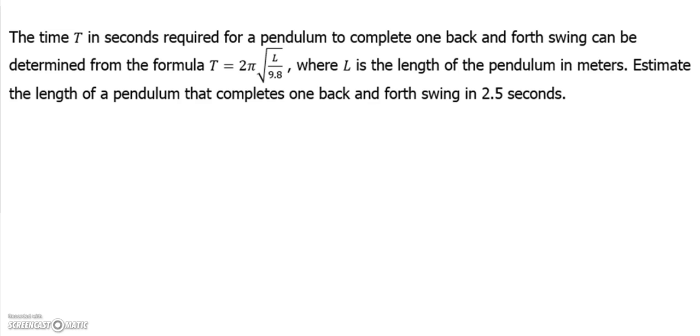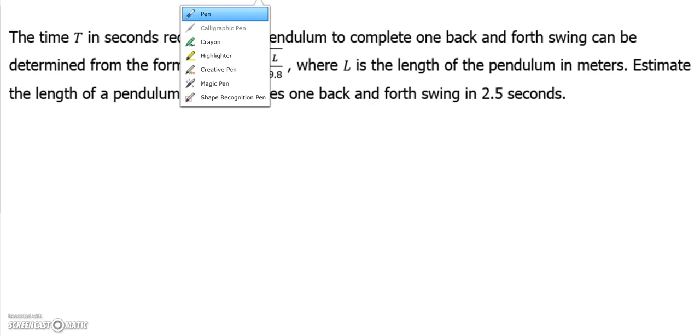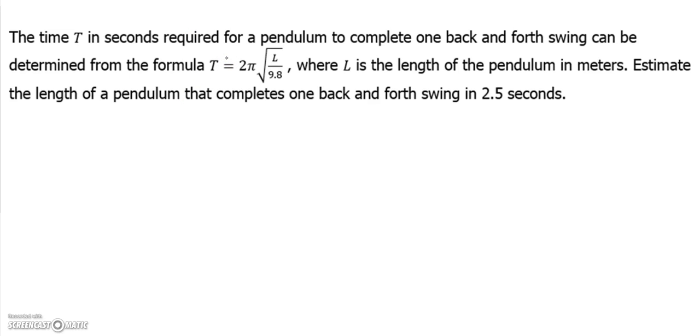So right now, what we know just from the given information, hold on, let me use a pen or a highlighter, is that it takes 2.5 seconds. Okay, and then we also have t is equal to this. And then L is the length. So since we know it's 2.5 seconds, that means t is equal to 2.5.